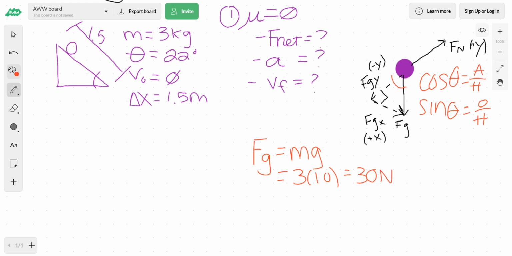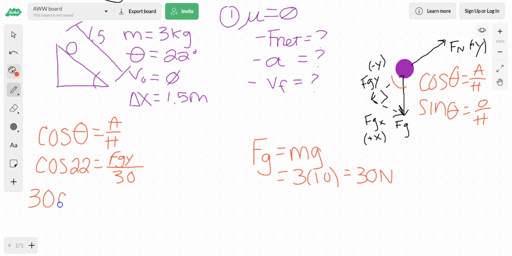So when we write this down, force of gravity is your hypotenuse. FGY, based on where our angle is, is the adjacent side, and FGX is the opposite side. So when we set up for cosine first, we say that cosine of theta is equal to adjacent over hypotenuse, which means that the cosine of 22 degrees is equal to adjacent, which is FGY, over our hypotenuse of FG, which is 30. So 30 multiplied by the cosine of 22 is equal to FGY.